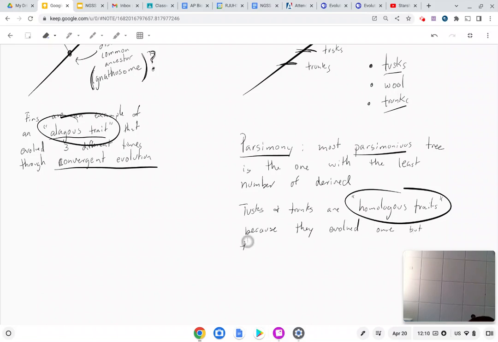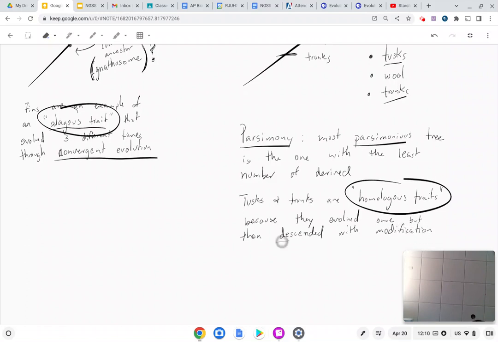but then descended with modification. Remember that? The descent with modification? That was Darwin's language that he used to describe this. This descent with modification is what is creating these differences between the woolly mammoth and the elephant. The woolly mammoth has descended from the elephant, or vice versa. I don't know actually, but it doesn't really matter. This is for the illustration. You get the point.